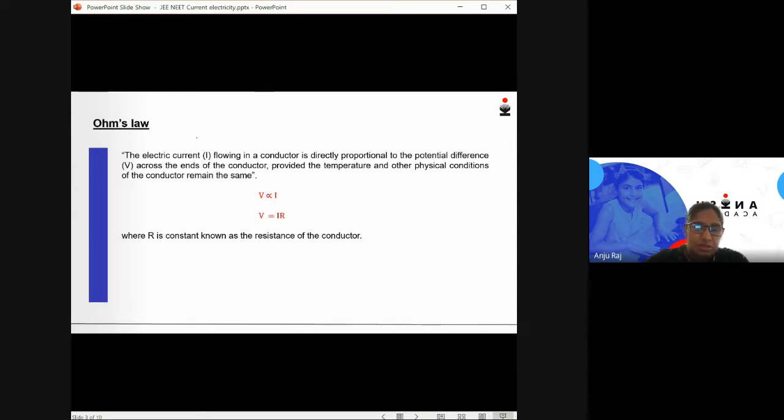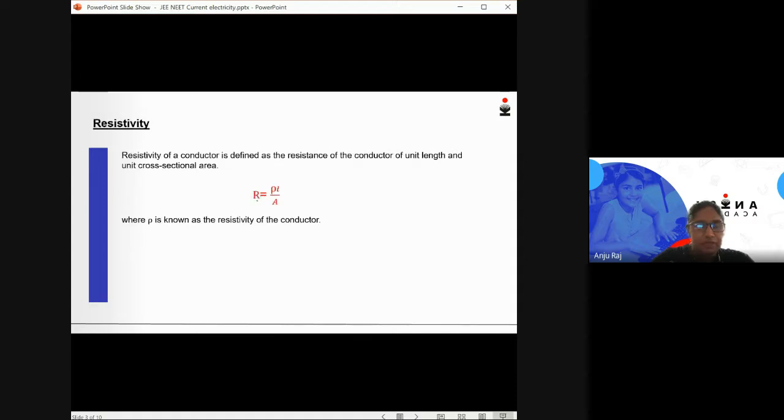So this is a class 12 topic, that is Ohm's law. Now, what was the statement that you studied in Ohm's law? The electric current flowing in a conductor is directly proportional to the potential difference across the ends of the conductor, provided temperature and other physical conditions remain constant. That is basically potential difference is proportional to current, which can be represented using this formula, V proportional to I. Now, if I remove the proportionality symbol, I can introduce a constant there, which is the resistance of the conductor, that is capital R. So we'll be using this formula for the problems. V is equal to IR.